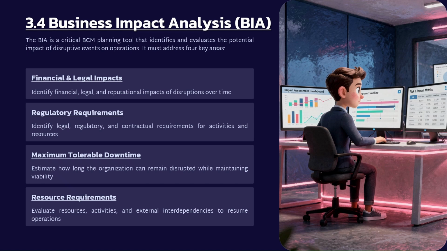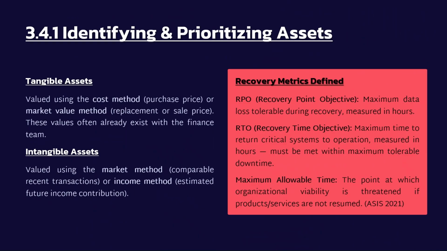Finally, the analysis examines resource requirements, including personnel, systems, and operational dependencies needed to restore critical functions. By understanding these impacts and dependencies, organizations can prioritize recovery strategies and allocate resources effectively. As part of the business impact analysis process, organizations must identify and prioritize the assets that support critical operations.